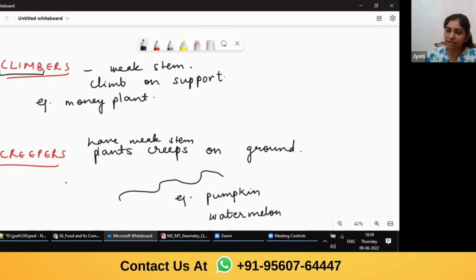Is this much clear? Climbers and creepers. Creepers creep on the ground. They have a weak stem, so they creep on the ground. And climbers also have a weak stem, but they can climb when they find any support. Money plant and grapevine are all examples of climbers.